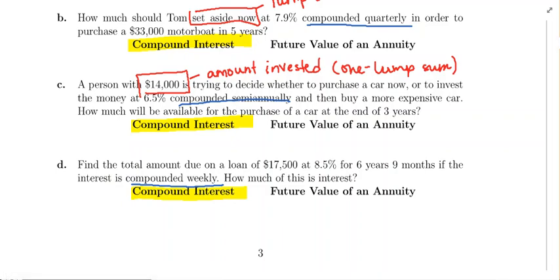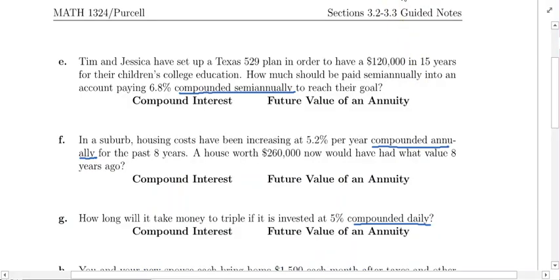So moving on to example D at the top of the next page. Tim and Jessica have set up a Texas 529 plan in order to have $120,000 in 15 years for their children's college education. How much should be paid semi-annually into an account paying 6.8% compounded semi-annually to reach their goal? This is actually a real thing.